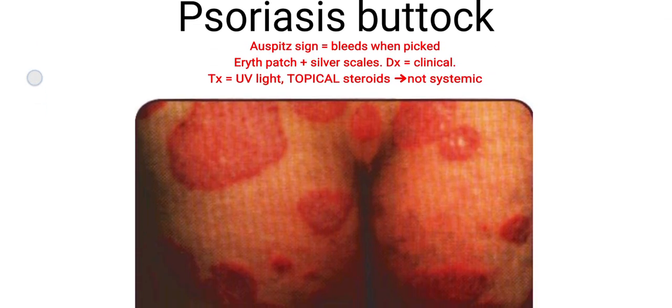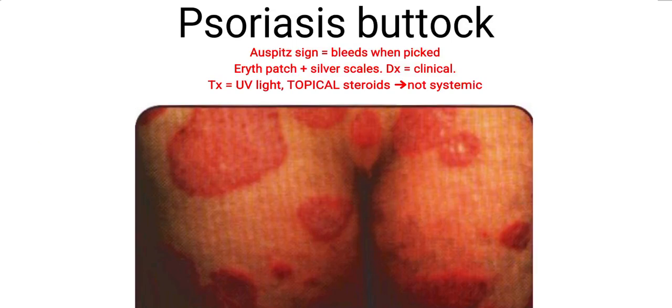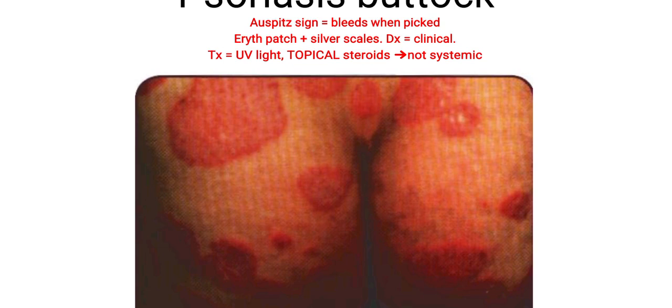So our next picture is psoriasis of the buttocks. This is the image. This picture shows psoriasis. So these are erythematous patches and silvery scales. This diagnosis is a clinical diagnosis, but for the treatment, topical steroids are used. The other sign they have mentioned in this picture is Auspitz sign. This is defined as bleeding when picked.